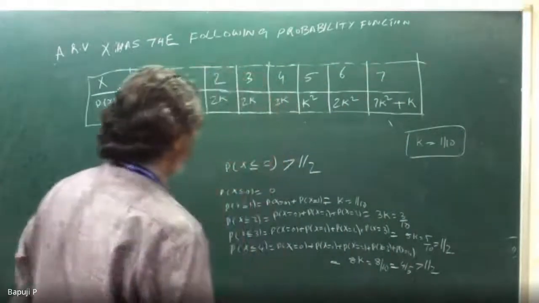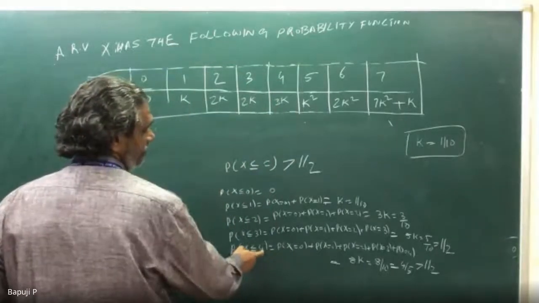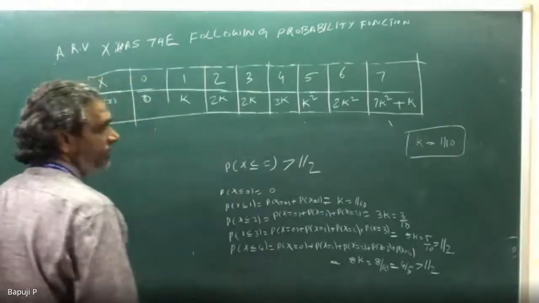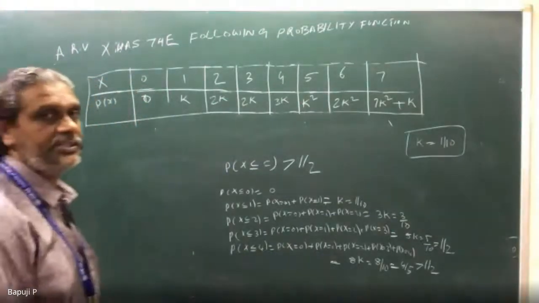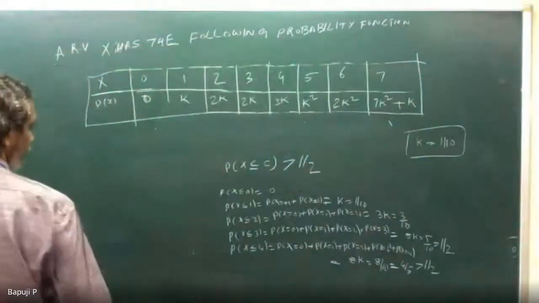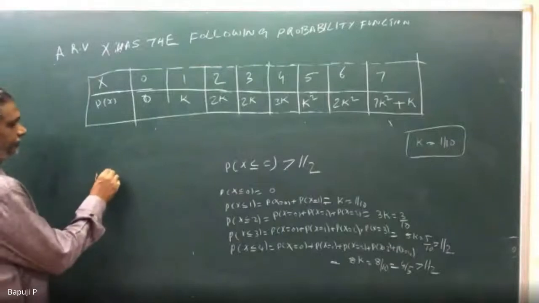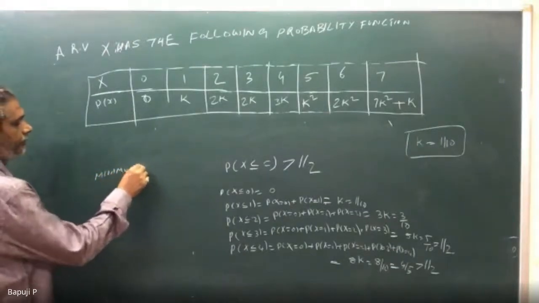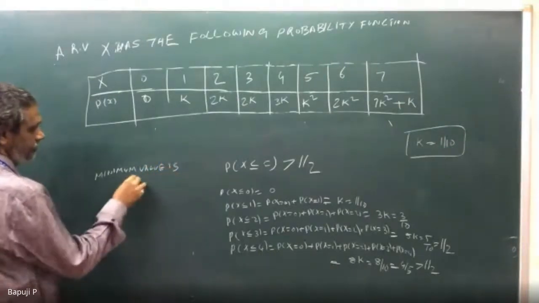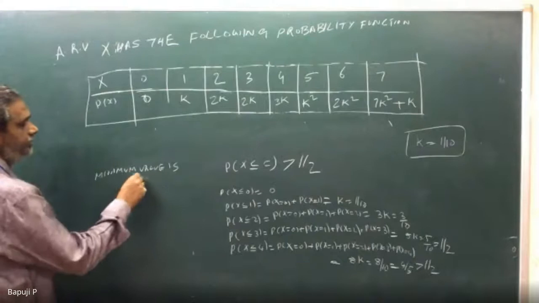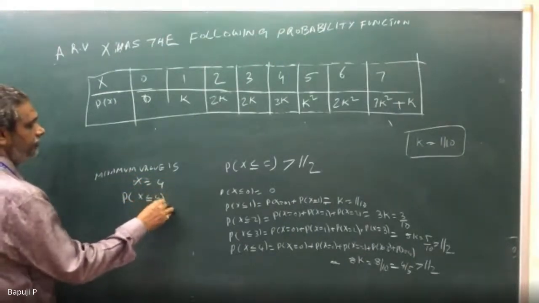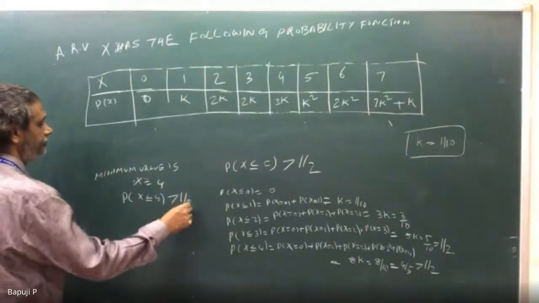So what is the minimum value? I'm starting with C equal to 4. 5 also satisfies greater than half, 6 also, 7 also. But the minimum value is the minimum at which it reaches a value greater than half. So the minimum value is X equal to 4. Probability x greater than or equal to 4 is greater than half.